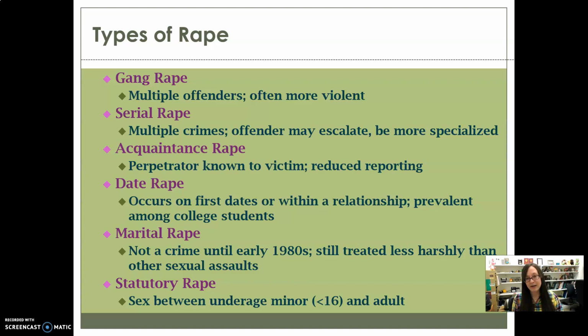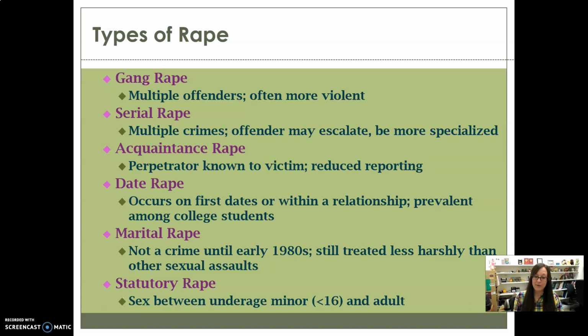And then marital rape is another kind of acquaintance rape. This is where somebody rapes their spouse. It was not actually a crime until the early 1980s when it was finally criminalized. Prior to that, it was basically blanket consent because you married the person and so you can never say no to sex. So they realized that maybe it should be considered a crime. But it's treated less harshly than other sexual assault. So if somebody charges their spouse with rape, it's still technically a crime, but it's not as bad as some of these others.